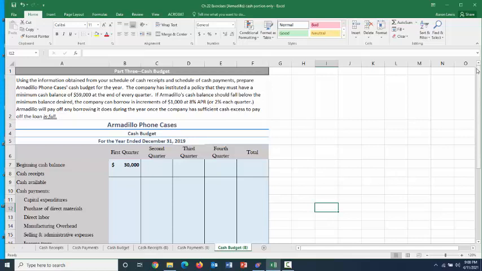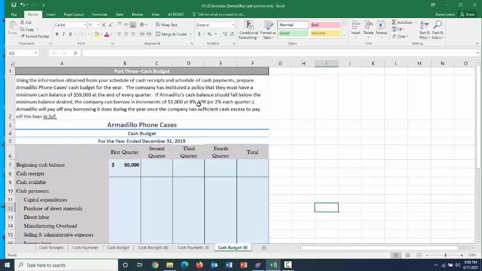The only difference being on a cash budget, you also have to account for having the proper amount of cash at any one given time. Most companies will institute a policy that says you have to have a minimum cash balance of X amount at any one given time during the year, and for Armadillo Phone Cases that is going to be $59,000. Should they fall below that $59,000 minimum cash balance, they're going to have to borrow.